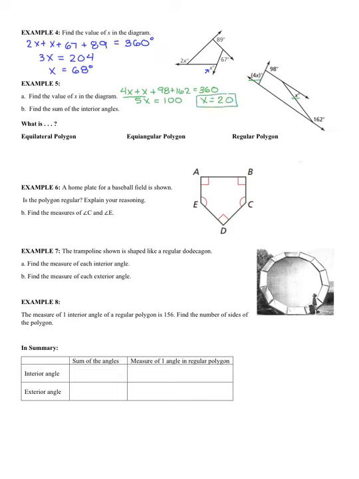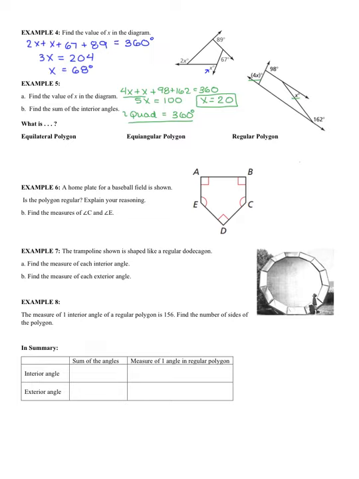All right. Then it wants me to find the sum of the interior angles. Well, I have 4 exterior angles, which means that I have 4 interior angles. So we know that if it is a quadrilateral, you would have 2 triangles, which equals 360 as the total of the interior.